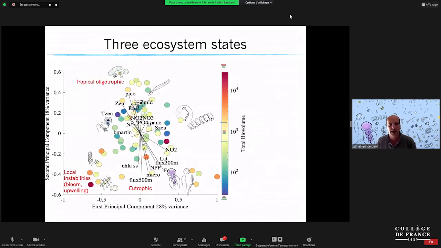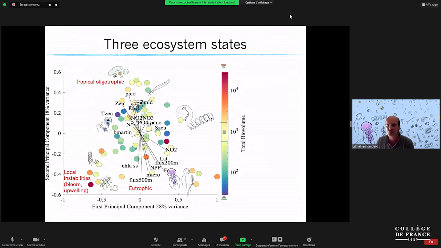When we play with the environment on top of that, we can describe those ecosystems as having high chlorophyll, high flux, high primary production. So basically we have environments on that side that are pretty eutrophic, and we have those ones that are totally tropical oligotrophic systems.